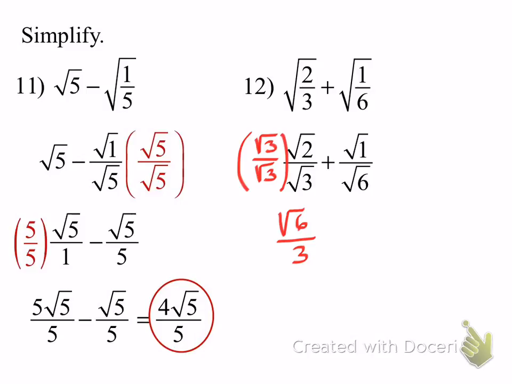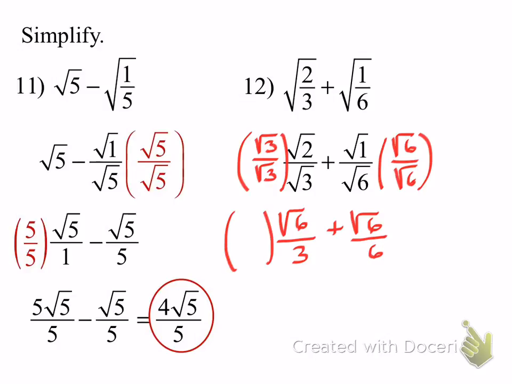And now I've got to turn this. It's too much for me to do in my brain all at once, so I'm just going to get rid of my radicals first. And so we get plus radical 6 over 6. Now I'm noticing I am still needing to do that, so I'm multiplying by what? 2 over 2. And so we get 2 radical 6 over 6 plus radical 6.